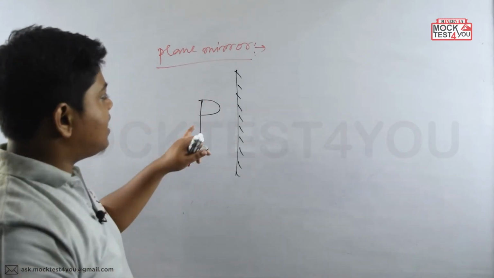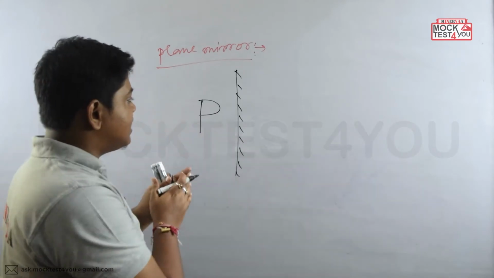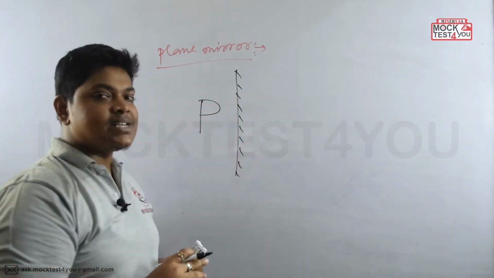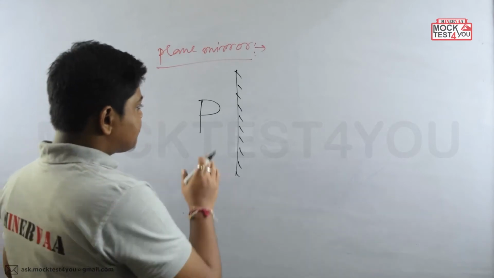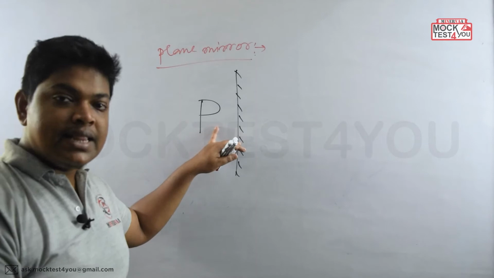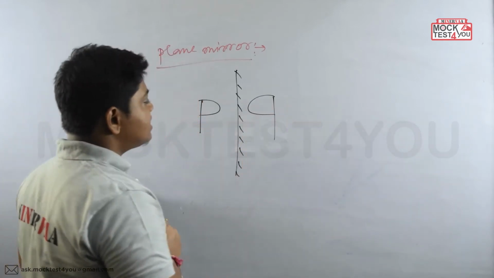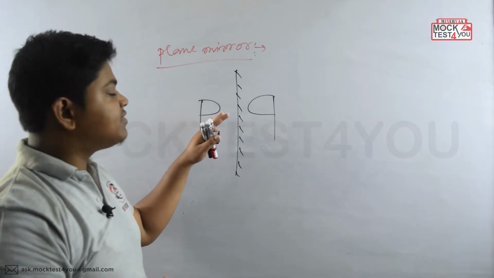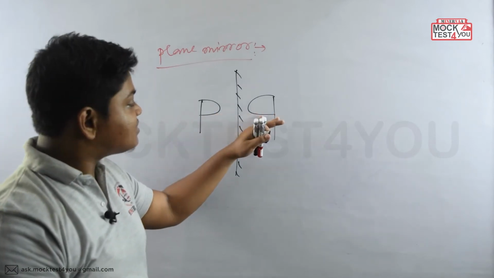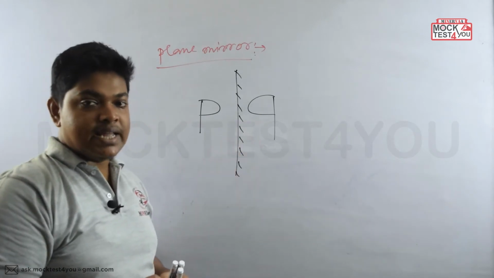So P can be reflected, so it's a source of light. It's not just a letter. From this letter, the light rays are coming out. So when we see the image of that letter, it will be like that. That means it will be laterally inverted. The right side of that letter appears at the left side, and the left side of the letter appears at the right side in this case.